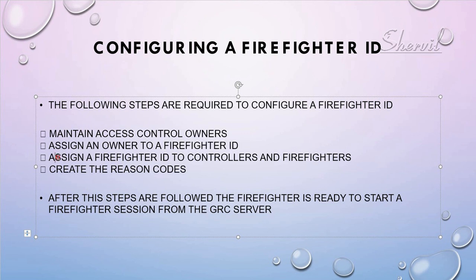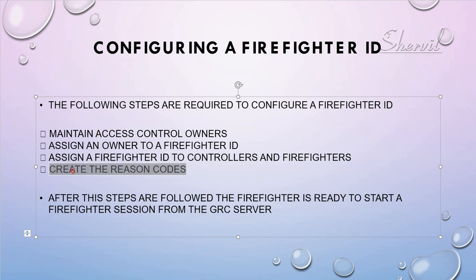And then you also have to assign the firefighter ID to the controllers and the firefighters. This is where you map the special firefighter IDs that you create in the plugin system to the actual firefighters. In the same step, you also assign the controllers to the firefighter ID. So you're saying user C is going to be the controller of firefighter ID 1. You have to tie up those two types of users.